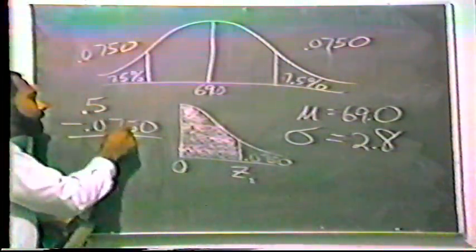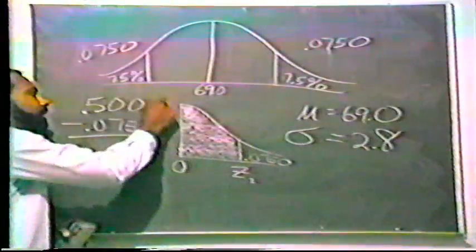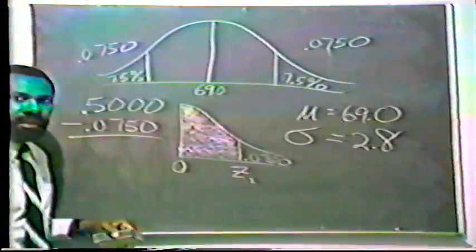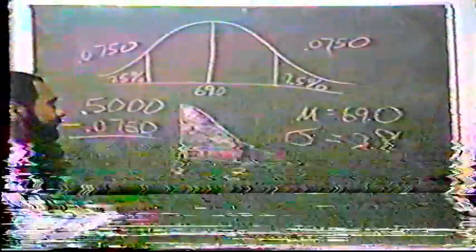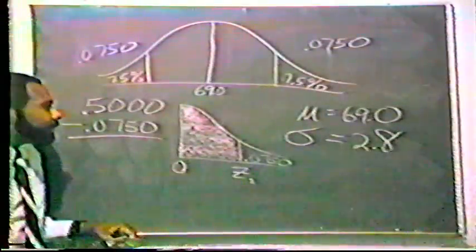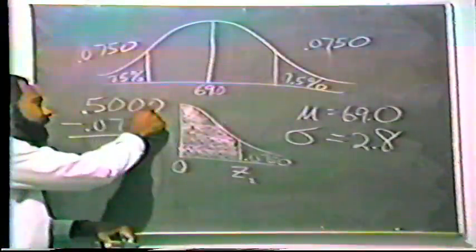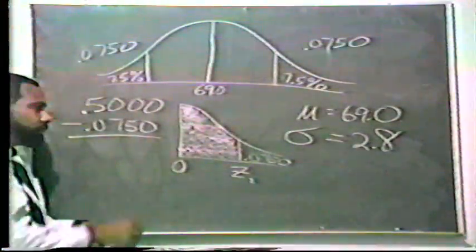With 0.5, we don't have any zeros in these places here, so we have to add on 3 zeros. Or you could do it on your calculator. If you do it on your calculator, you don't have to worry about adding in those zeros. But if you do it by hand, if you have 0.5, which is half, you have to add the additional zeros so that you can do the subtraction.